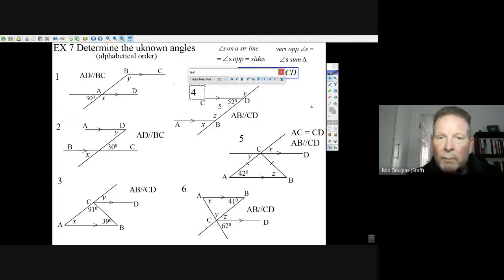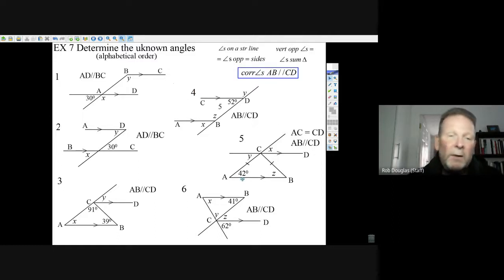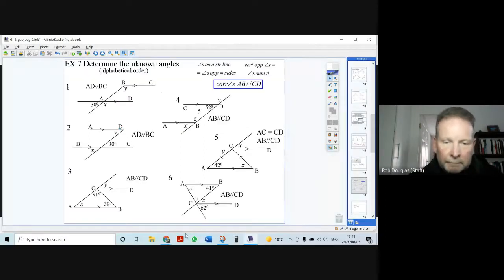Okay. You can pause that video and try any one of these questions or try a bunch of them. That's exercise 7. Use corresponding angles in all of them, but you use all the other reasons as well.